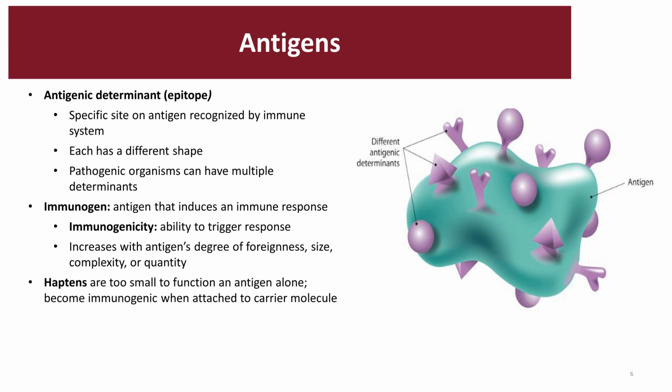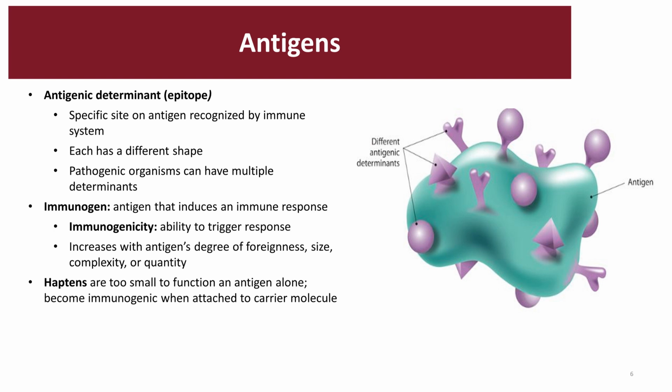and its ability to cause an immune response is called immunogenicity. It increases based on the foreignness of the antigen, the size of the antigen, and of course the quantity of the antigen. Another term is haptens. Haptens are substances that are just too small to function as an antigen by themselves. But when they're attached to a host molecule, they can become considered antigenic.